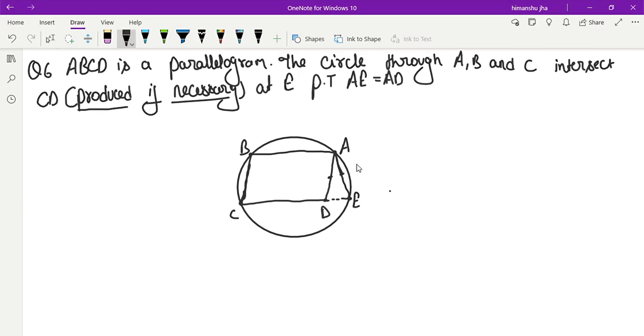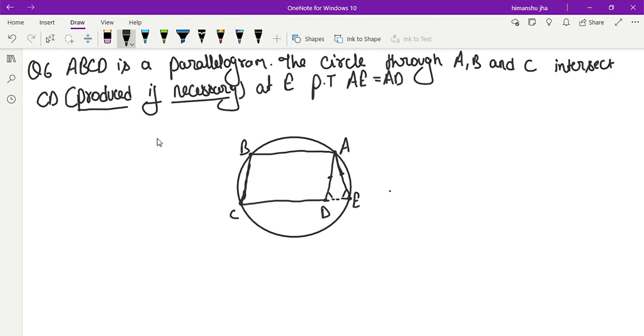Now we already know that in a triangle, sides opposite to equal angles are equal. So if we are able to prove that this angle and this angle are equal to each other, we can say that these two sides are equal. So the major target is to prove that these two angles are equal. Automatically it will be proved that the sides are equal. So we'll do that.